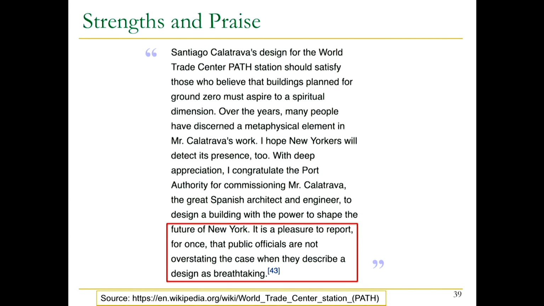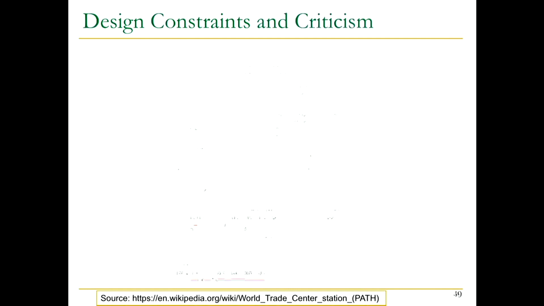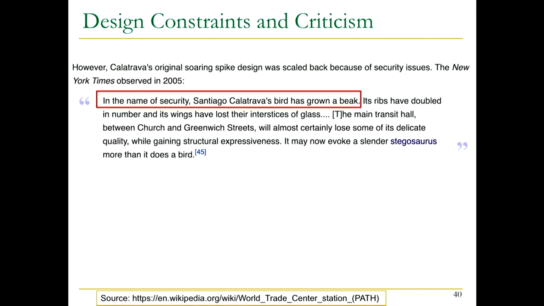But he was subject to design constraints and criticism as well. And I'm showing you this because this is going to be true for architectures that we design also, platforms we design, or any design you will be involved in. Let's take a look at one of the design constraints. And it will go back to something similar to Meltdown and Spectre. So this is criticism and the design constraint at the same time.